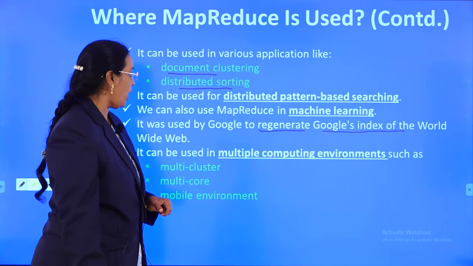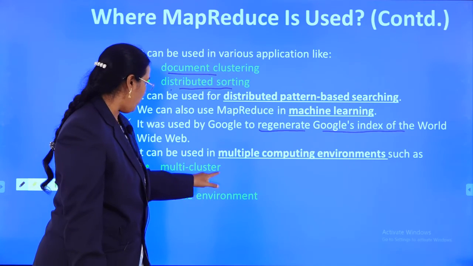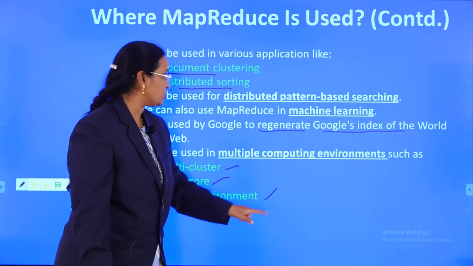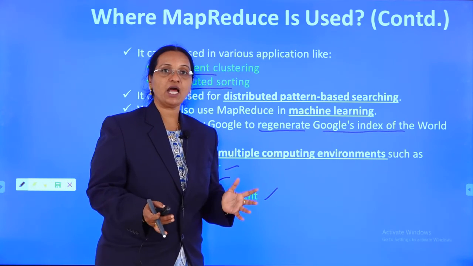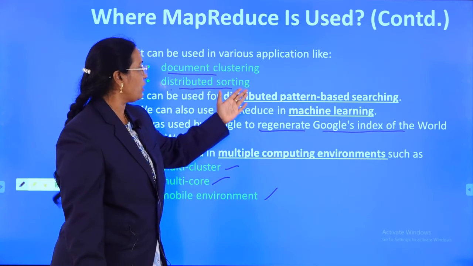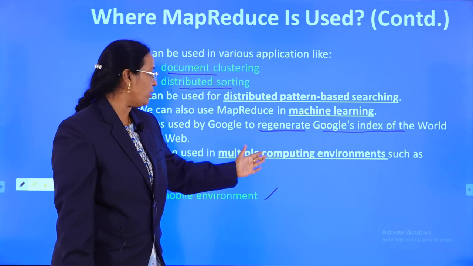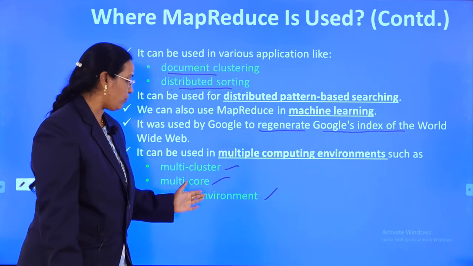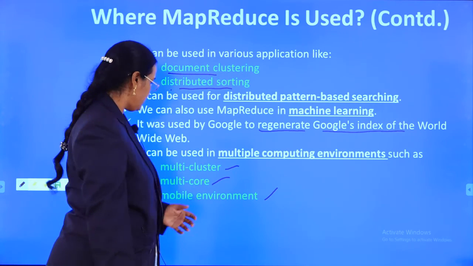And I can make use of MapReduce for multiple computing environments such as multi-cluster, multi-core and mobile environments. So, apart from weather forecasting, healthcare and the oil and gas industry, I can make use of MapReduce for pattern based searching, for machine learning, for multiple computing environments such as multi-cluster, multi-core and mobile environments. In other areas also I can make use of map and reduce.